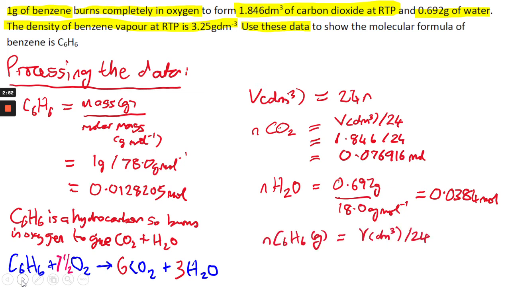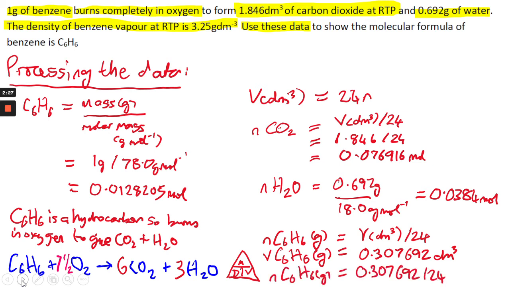So if we assume benzene as a gas, i.e. benzene vapor, again, V over 24. If we do density equals mass over volume, we can work out the volume of benzene vapor. So therefore, that's 0.307692. To get that, I just divided 1 gram over 3.25 grams per decimeter cubed.